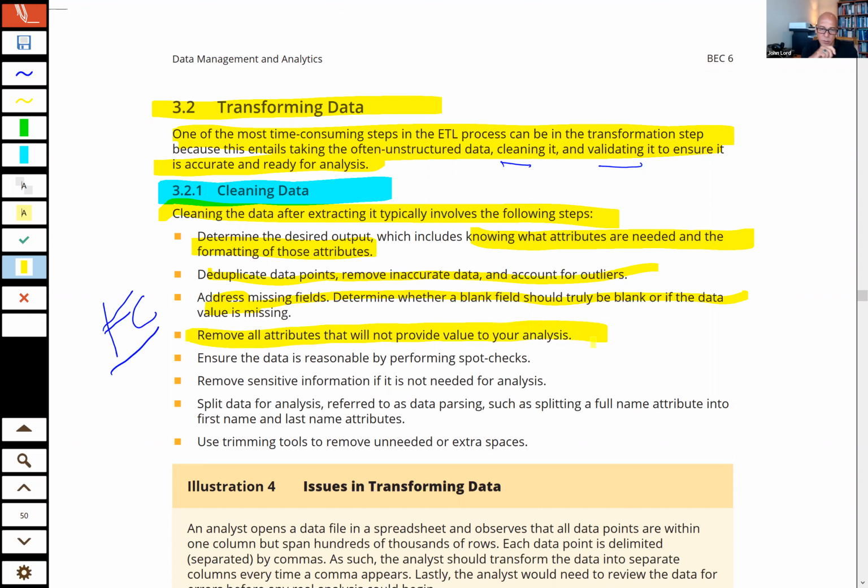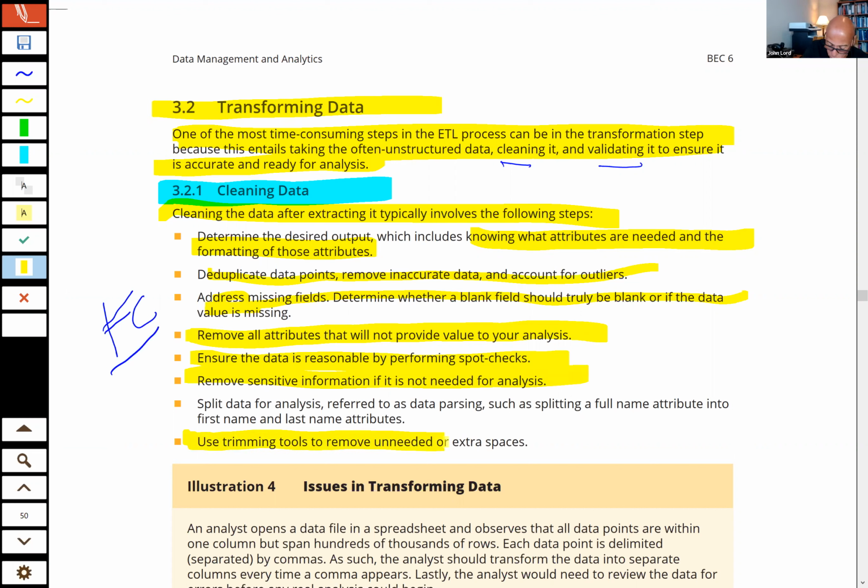Remove attributes that do not add value to your analysis, because remember, when you start processing, if you don't remove those attributes, they're going to slow down your analysis, and they have the opportunity to maybe invalidate your analysis if you're moving things around that aren't relevant or valid to whatever your analysis is. Ensure the data is reasonable by performing spot checks. And remove sensitive information that is not necessary for the analysis. No sense in holding on to that data.